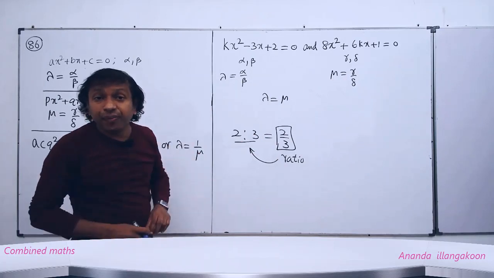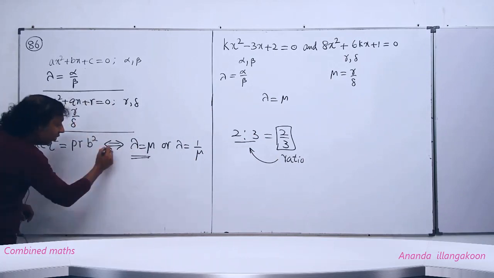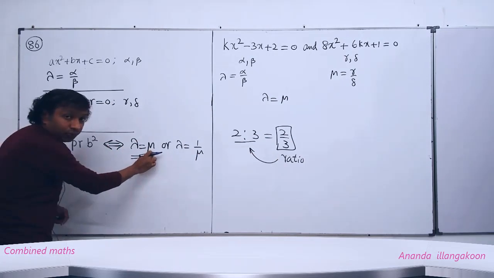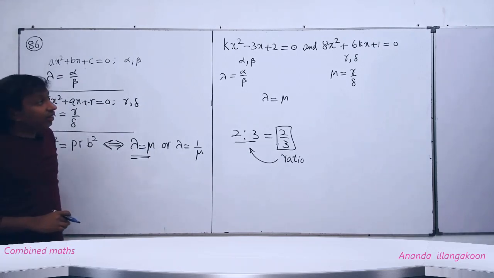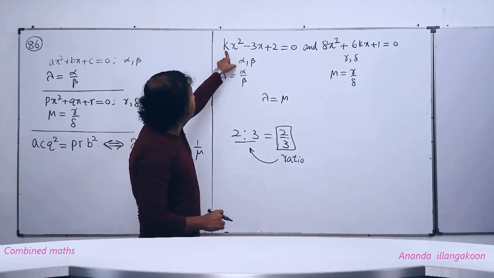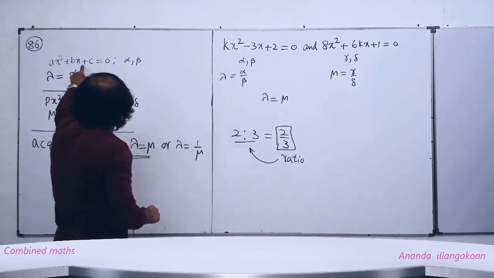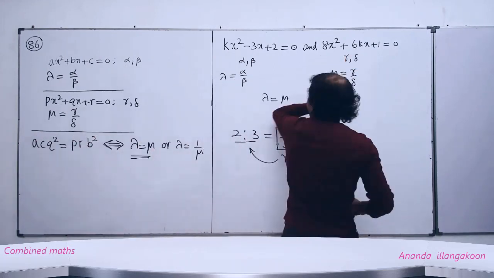We proved if lambda and mu are equal, this implies for the two equations ac q squared equals pr b squared. Then I can consider this as my first equation, and this as my second equation.